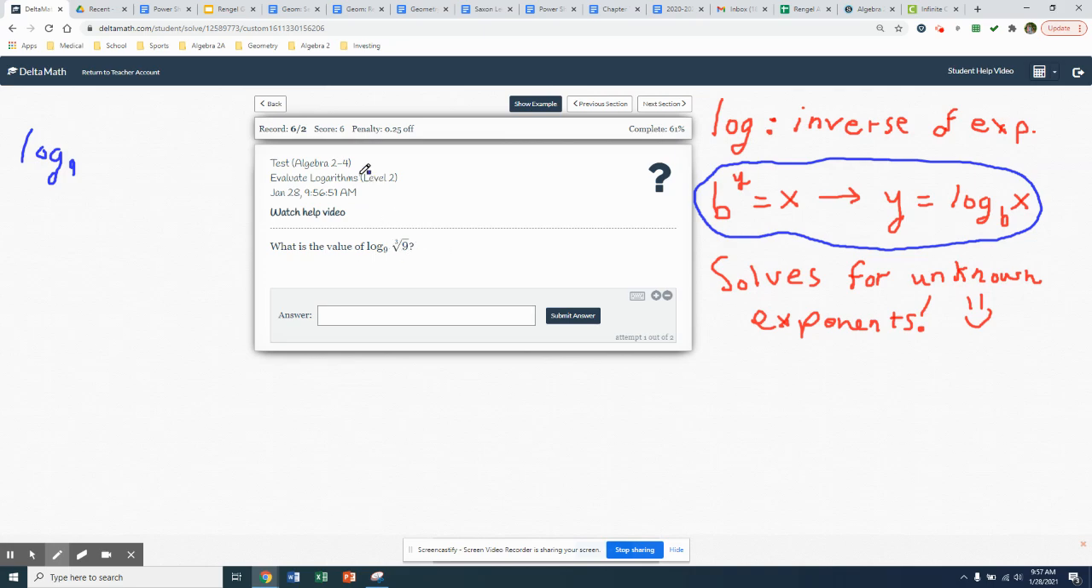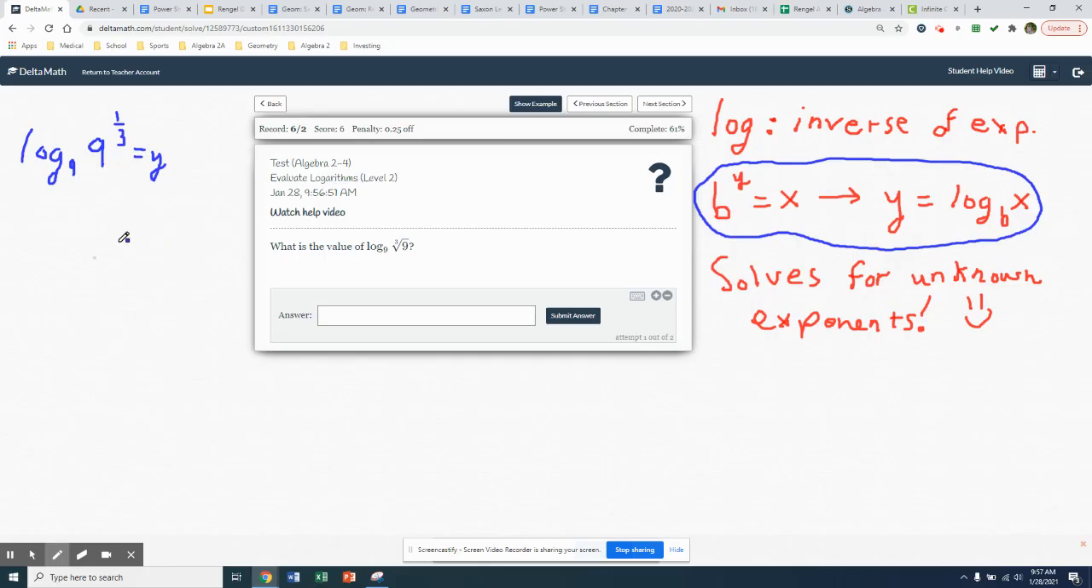Cube root of 9. Now, when we're dealing with logs, we're dealing with exponents. So I'm going to rewrite cube root of 9 as an exponent. So cube root of 9 would be 9 to the 1/3. Okay, so I got log base 9 of 9 to the 1/3. And then always, when you're solving a log, set it equal to a variable. I just set it equal to y. That's going to be the exponent that we are solving for.